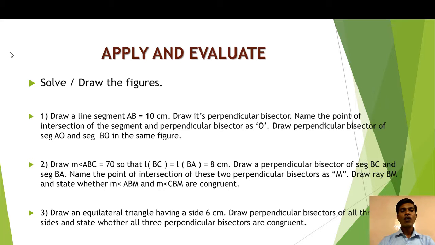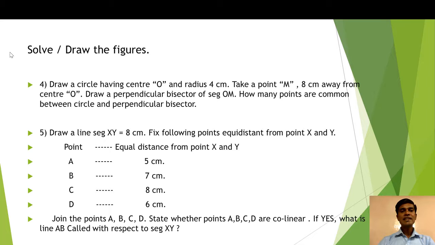Third one: draw an equilateral triangle having a side 6 cm. Draw perpendicular bisectors of all 3 sides and state whether all 3 perpendicular bisectors are congruent. Fourth one: draw a circle having center O and radius 4 cm. Take a point M 8 cm away from center O. Draw a perpendicular bisector of segment OM. How many points are common between the circle and the perpendicular bisector?